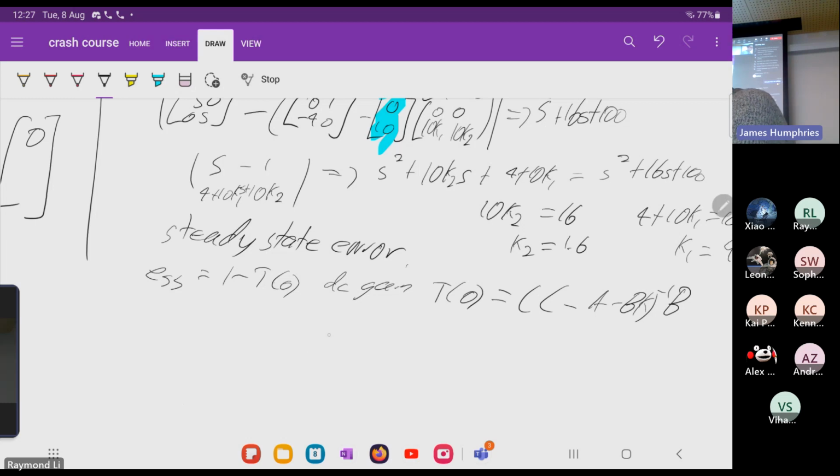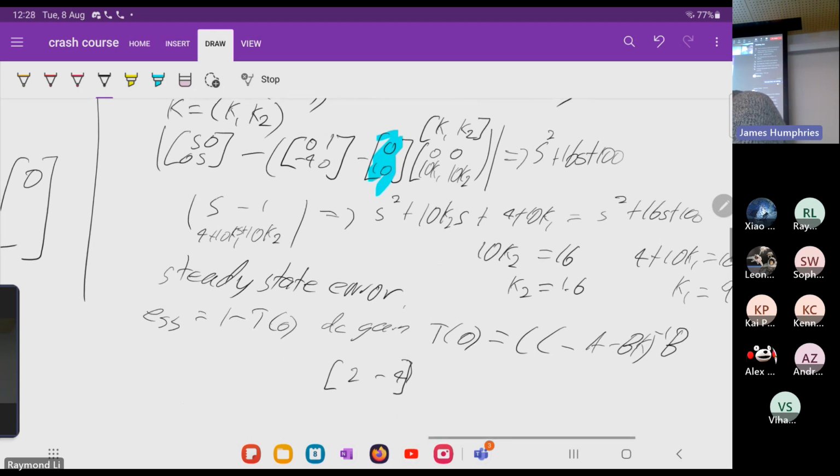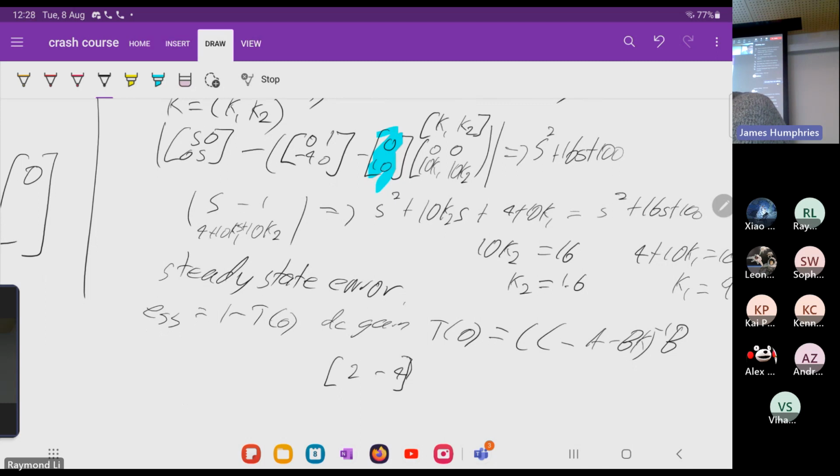And so that would become, since we know that C is equal to 2 minus 4, then the A minus BK, we can sort of replace with what we know that 4 plus 10K is going to be 100, and 16K2 is going to be 16. So it just becomes 0 minus 1, 100, and 16. And we're taking the inverse of that and then multiplying it by 0, 10.